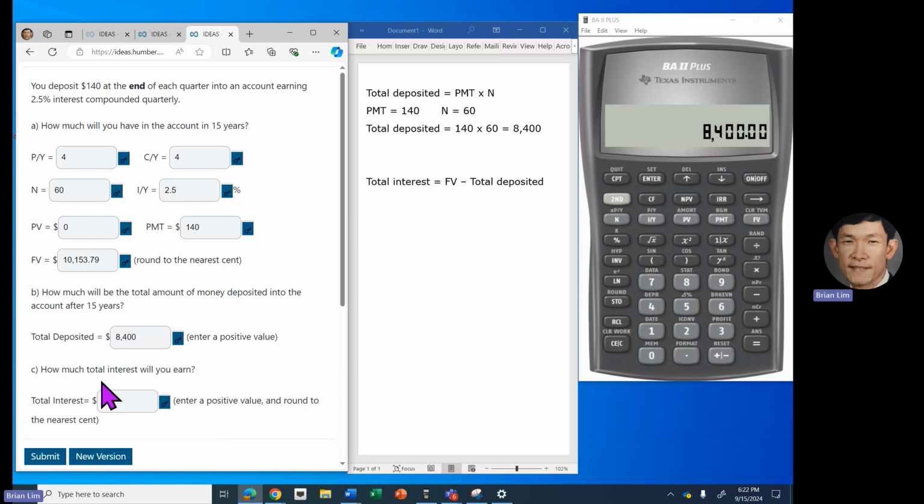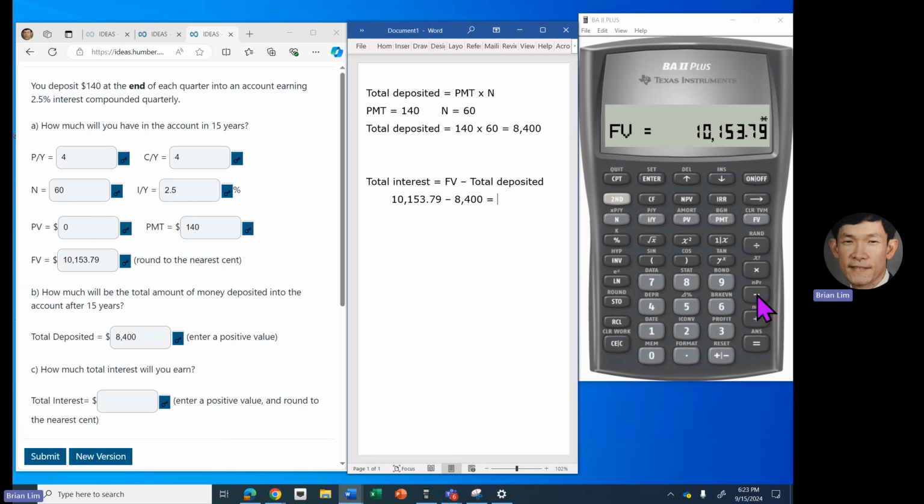Now, how much interest will you earn? Now, the interest would be the future value, which in this case is this amount of money right here, or if we recall the future value, there it is, $10,153.79. So let's put that number down here, $10,153.79. Now we have to subtract the total deposited, and the total deposited is right here, $8,400. So let's subtract $8,400, and that should give us the number.